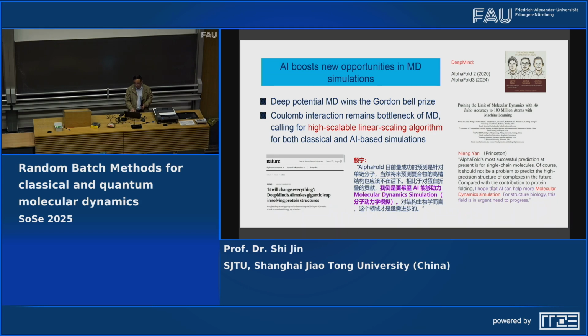But she said, well, compared with the contribution to protein folding, I hope that AI can help more with molecular dynamics simulation for structural biology. This field is in urgent need to progress. But that's exactly what we did, right? You have a very fast molecular dynamics simulation technology, which is a very important part of drug design. You have to do this free energy perturbation, where you need to do a lot of molecular dynamics simulation. Also for new material design. So I think it's a very important part of AI for science, where you have to do a lot of simulation for F equals ma.